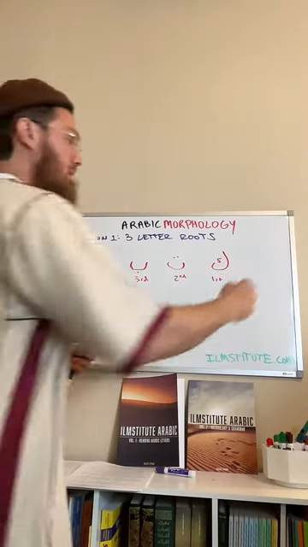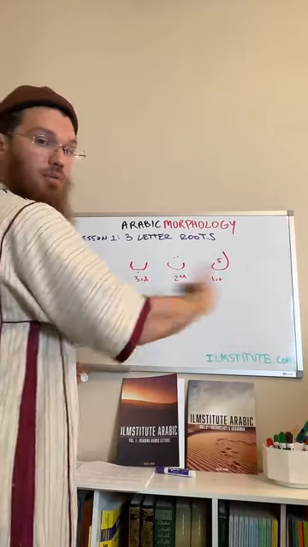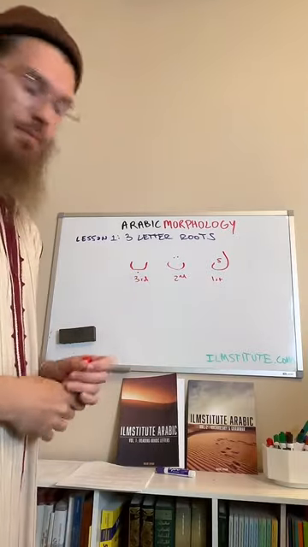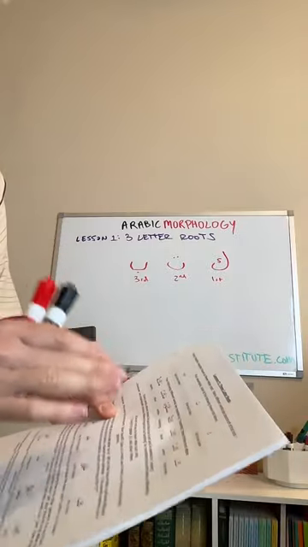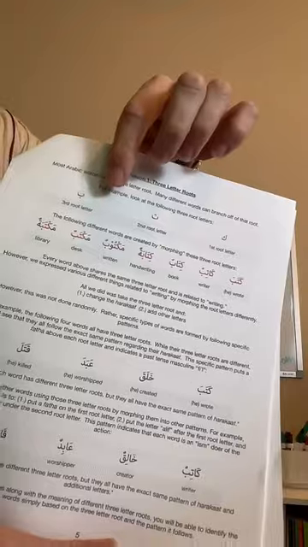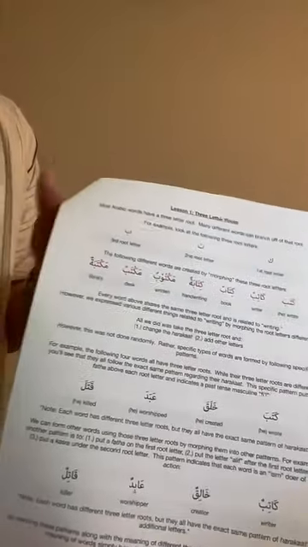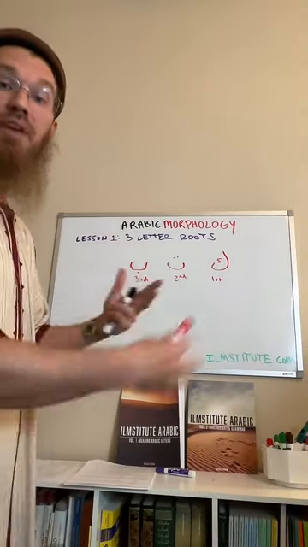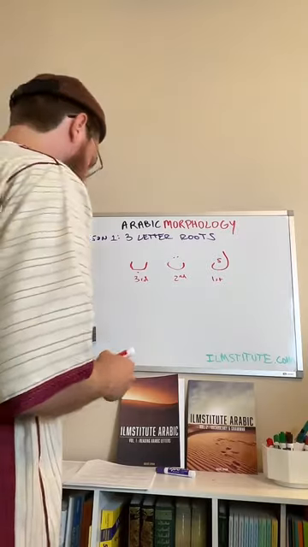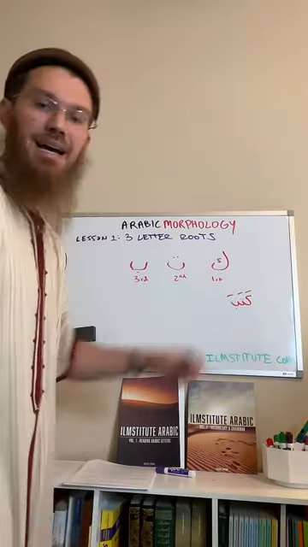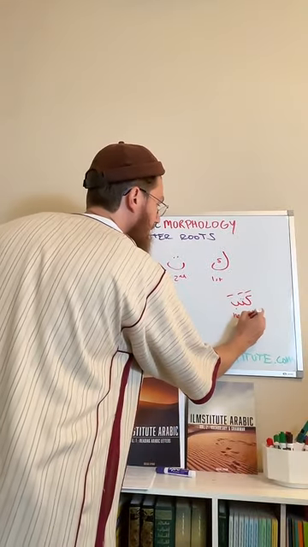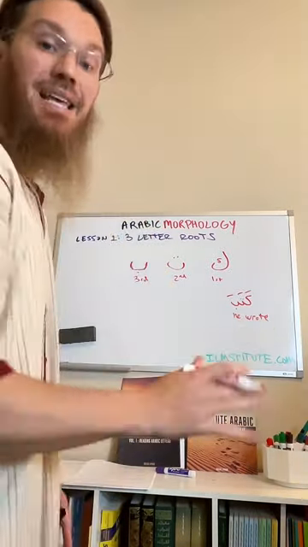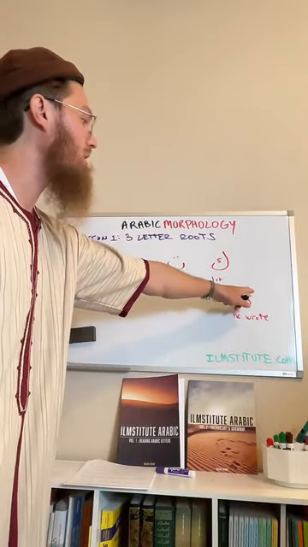Now remember, Arabic is from right to left, which we learn in Volume 1. The following different words are created by morphing these three root letters. So you see, we have the kaf, the ta, and the ba, and those are three root letters. But then all of these words down here are formed by morphing these root letters. So for example, we have kataba. This means he wrote. He wrote. Kataba.